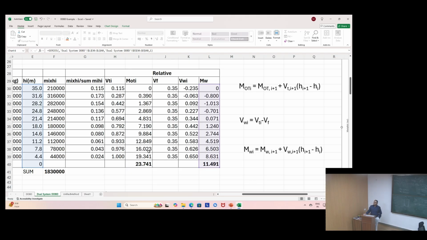Also on that table that you created, make sure you sum MOTI and MW because we are going to use it later on in our equations.